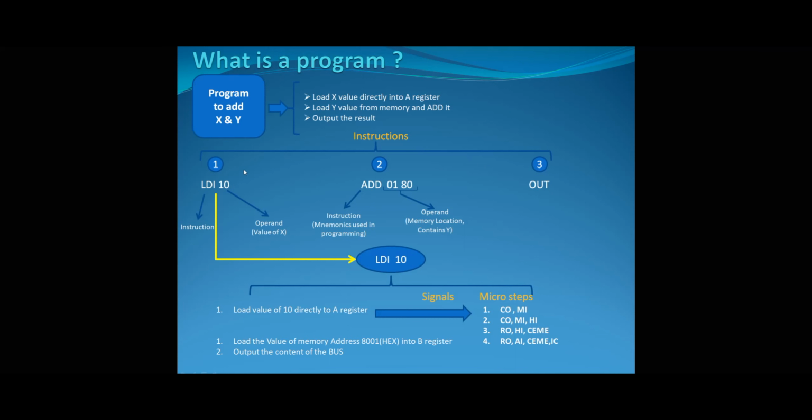So let's see how this works. The first step, as I said, is called load immediate. If you look at it, this LDI part is called an instruction, and the second part is called an operand. Some of the instructions in our computer are going to have a 1 byte operand, like LDI. With LDI, you're only going to have one operand, which is an 8-bit or 1 byte value that is going to be somewhere in the memory.